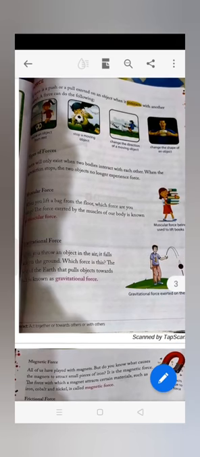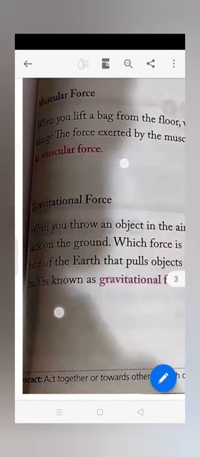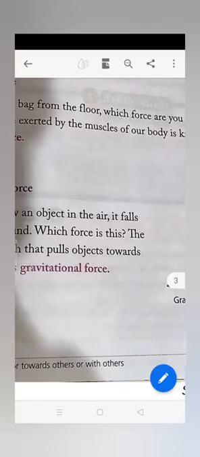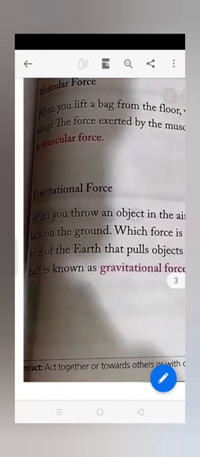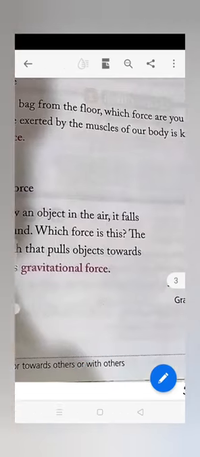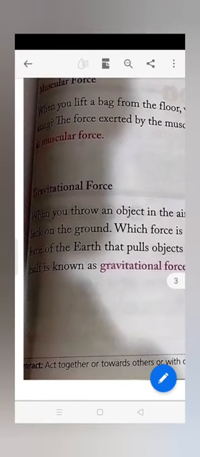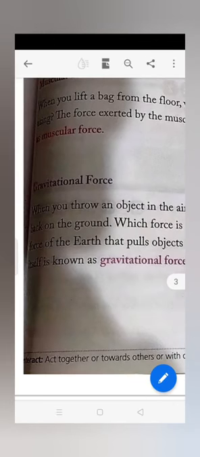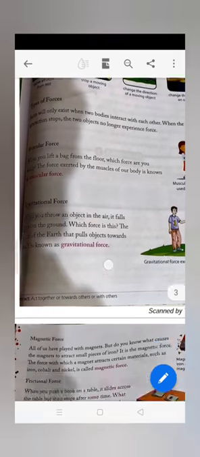Next is the gravitational force. When we throw an object in the air, it falls back on the ground. Which force is this? Everybody knows about this force. This is the force of the earth that pulls objects towards itself. So, earth pulls every object towards itself, and that is known as the gravitational force.